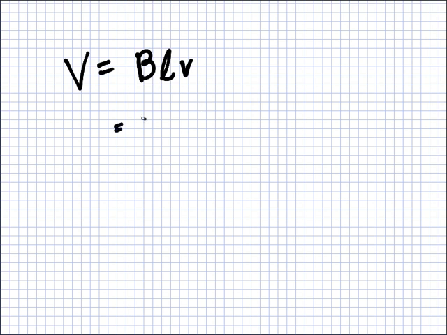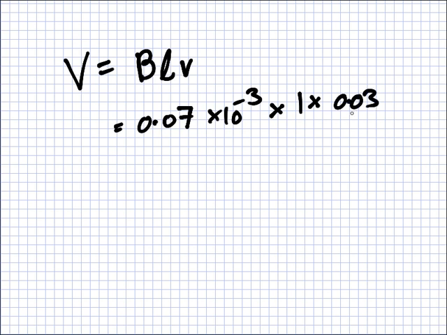The B is 0.07 times 10 to the minus 3. The L is 1 meter. And the V, now the V is a little bit tricky. You have to think about what the V is. What's the speed? Well, you have to work it out. It's distance over time. So it moves a distance of 3 centimeters in a time of 3 seconds.